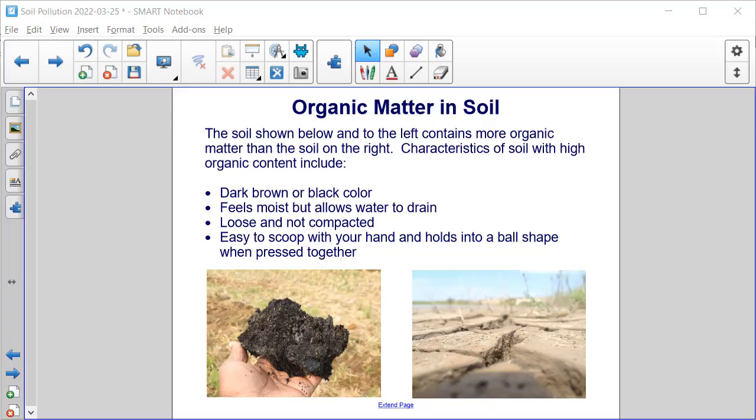The soil shown below and to the left contains more organic matter than the soil on the right. Characteristics of soil with high organic content include dark brown or black color, feels moist but allows water to drain, loose and not compacted, and easy to scoop with your hand and holds into a ball shape when pressed together.